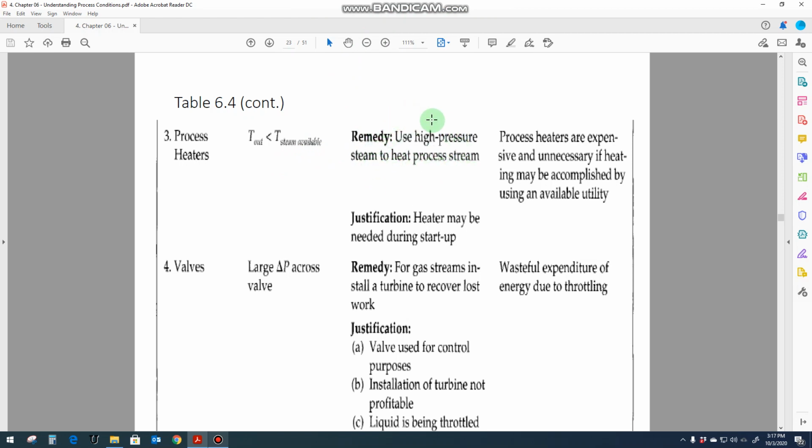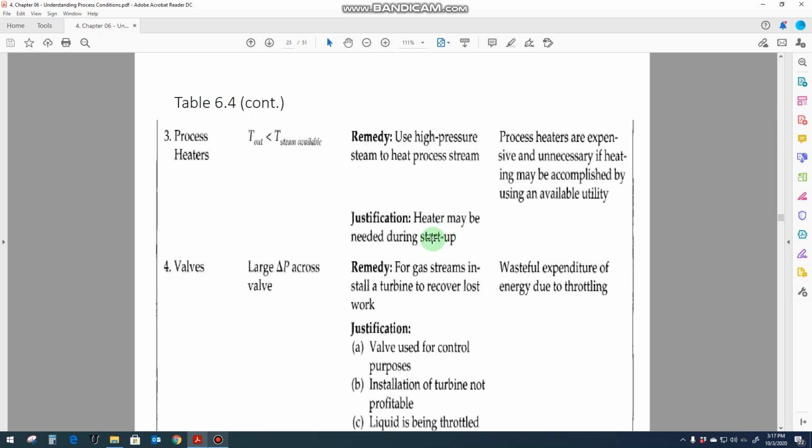Now if we increase the pressure of any of the process streams, then what could happen? The boiling point of that stream can be increased, right? So when we increase the boiling point of any stream, then it can allow you to increase the heat exchange between the outlet and the inlet streams. So then we can have better heat exchange between different process streams that are present in the process.